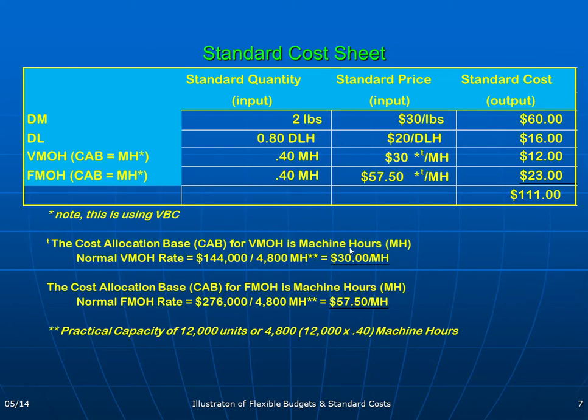Okay, now that we've seen how we've calculated our allocation rates, let's take a look at what we're doing up here. We're calculating the standard direct material cost to make 1 unit. Well, that's assuming 2 pounds of raw material at $30 a pound, so that's going to be a standard cost for direct material of $60. Likewise, we would do the same for direct labor, for variable manufacturing overhead, and for fixed manufacturing overhead.